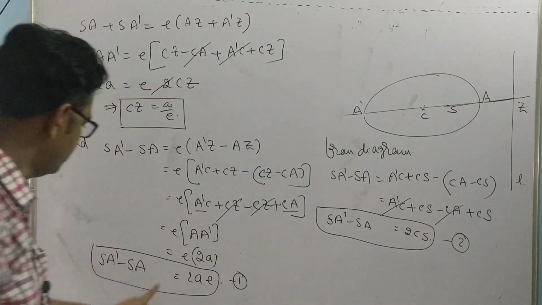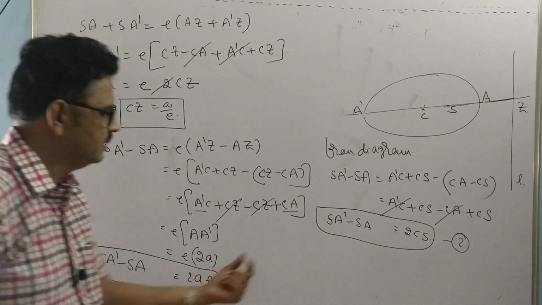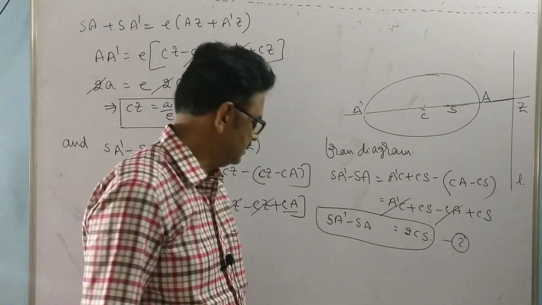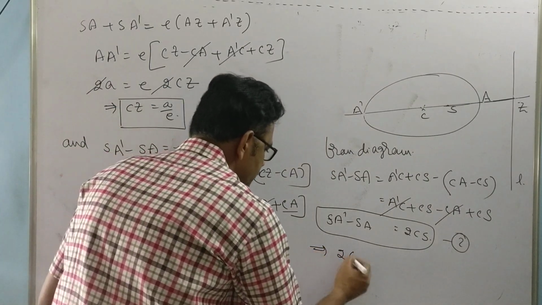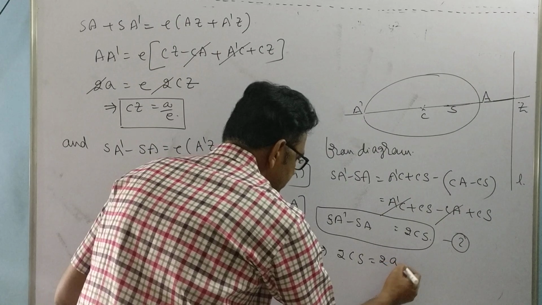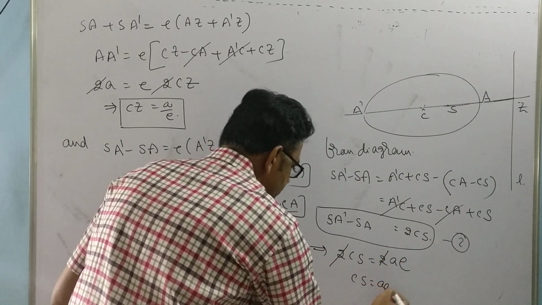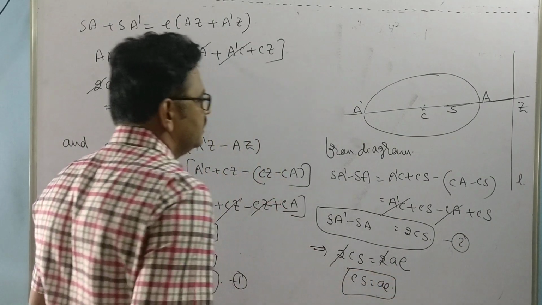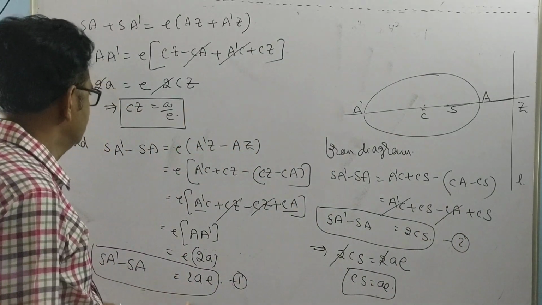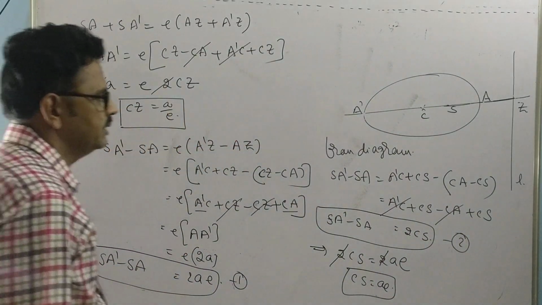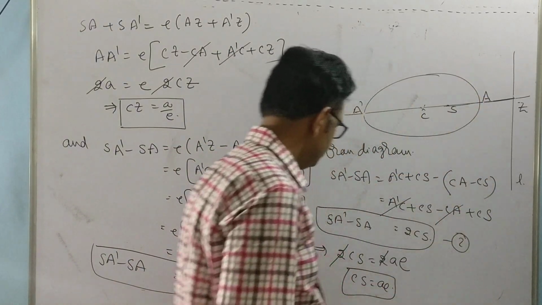Now from 1 and 2, the LHS are both the same: SA dash minus SA. Therefore, from 1 and 2, 2CS is equal to 2AE. So these two get cancelled. Therefore CS is equal to AE. Now CS is equal to AE, and CZ is equal to A by E. And CA is equal to A, this distance is A units. Write down.